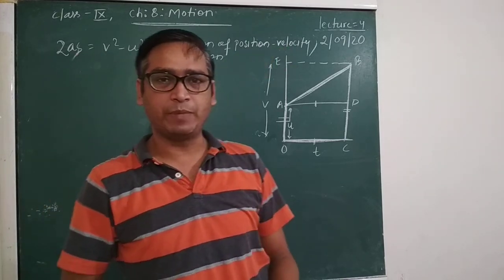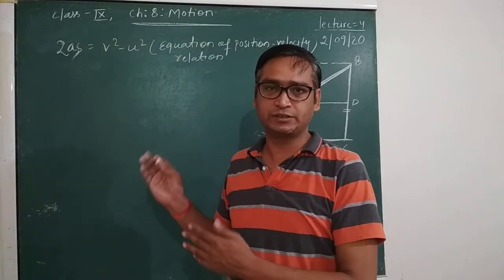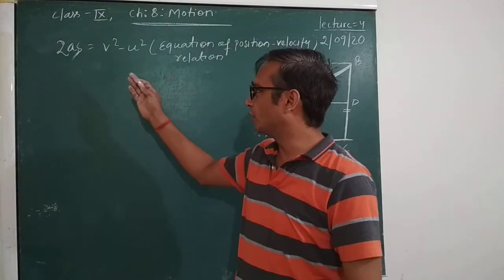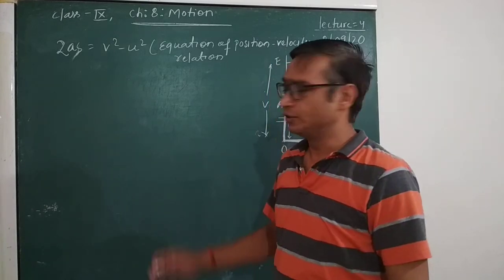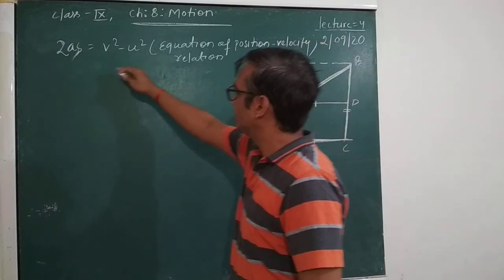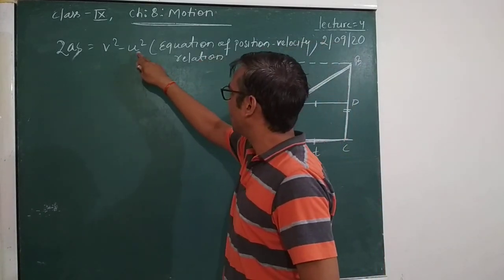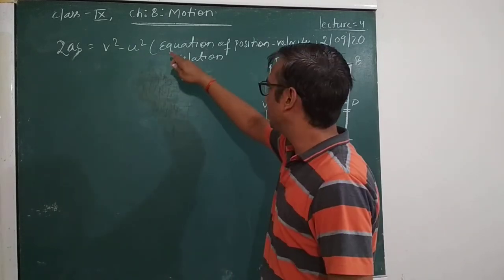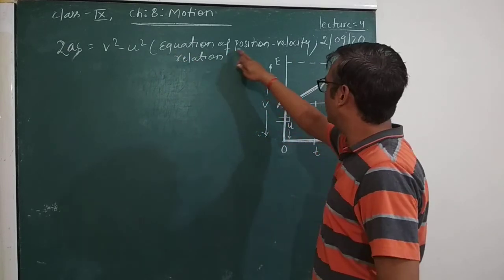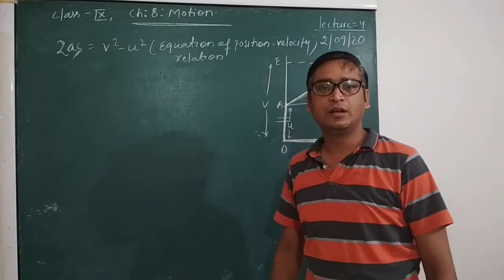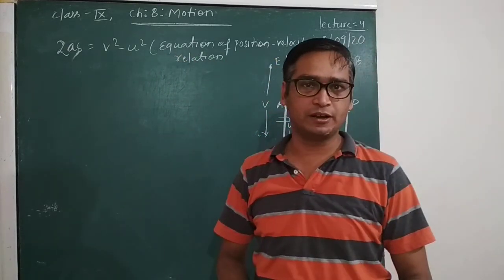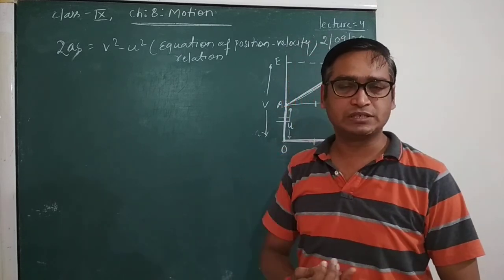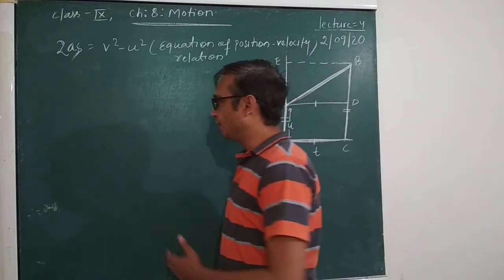Directly, the question may not be asked as derive the third equation of motion. This third equation of motion is 2as is equal to v square minus u square, and you should remember it, because sometimes they may ask you to derive the equation of position-velocity relation. At that time you may get confused about how to derive it. So how will we derive it?